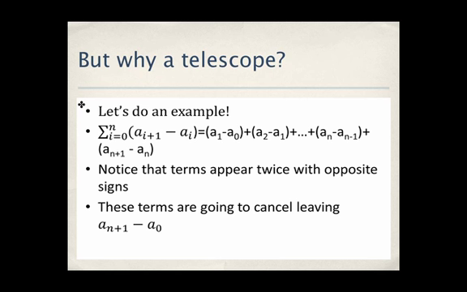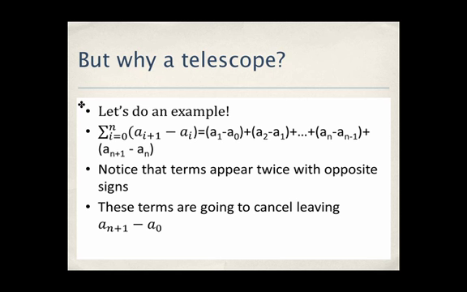Let's do an example. The summation from i equals 0 to n of a sub i plus 1 minus a sub i. That's the same summation that you saw on the last slide, and here we're going to go into more detail of why this abstract generalized telescoping sum works the way that it does. This summation is equivalent to a sub 1 minus a sub 0 plus a sub 2 minus a sub 1, continuing on until the nth term, where it is a sub n minus a sub n minus 1 plus a sub n plus 1 minus a sub n.